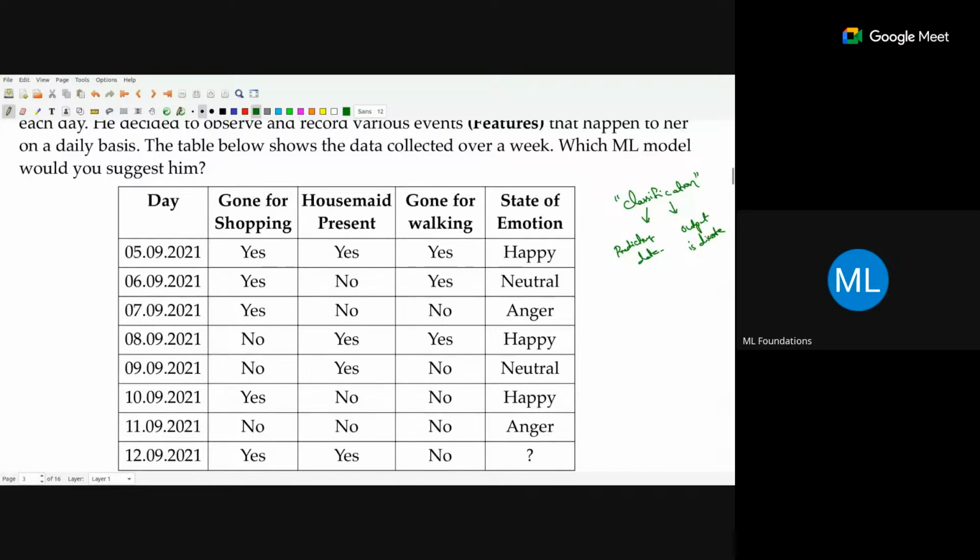If your output is discrete, then the most suitable model will be a classification model. So you just have to classify. So if she has gone for shopping, the housemaid is present, and she has gone for walking, so if all these three happened, then she's happy.